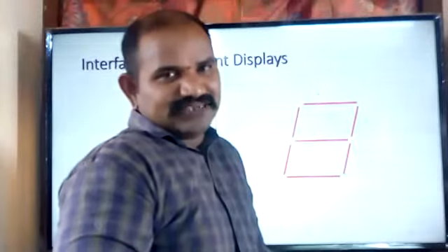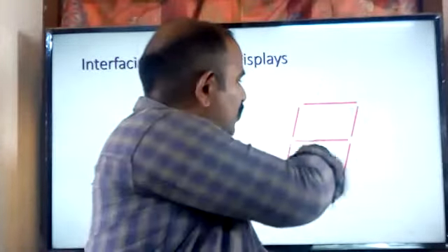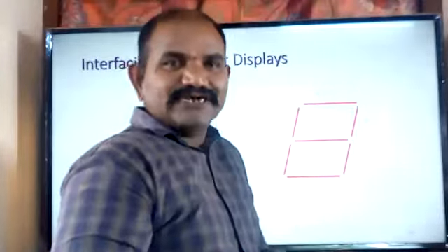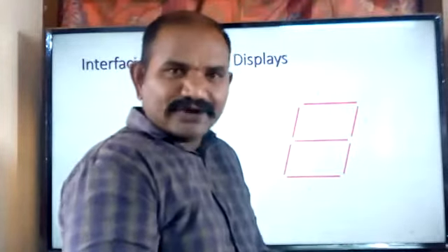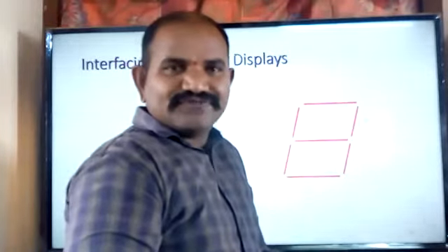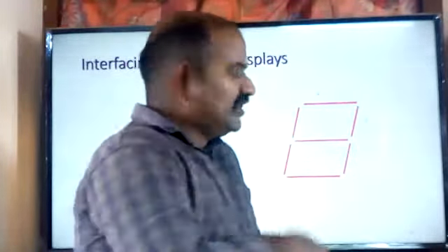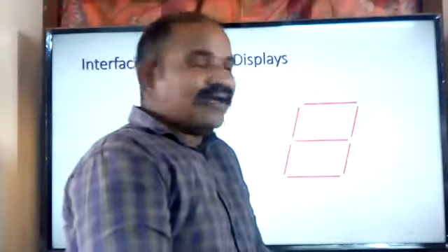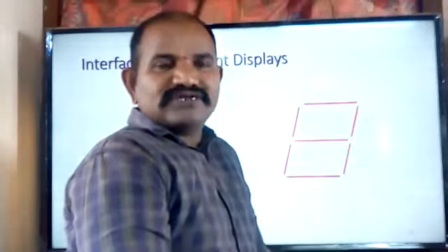If the anodes of these bar LEDs are tied at one point, meaning all the anodes of these bars are connected together, and the cathodes are used for transferring the information to the display, then it is called a common anode 7-segment display.